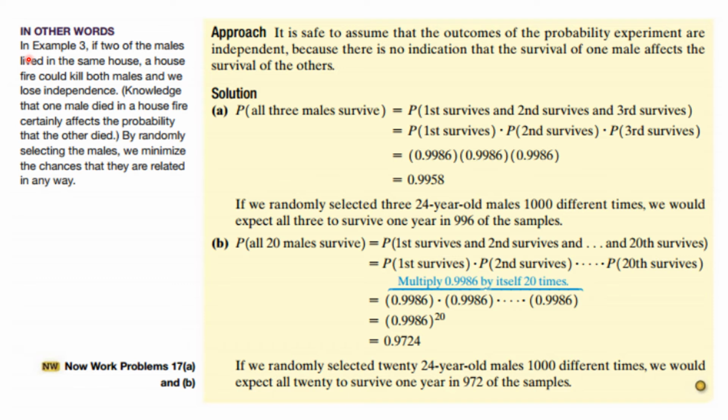But, in other words, in the example, if 2 of the males happen to live in the same house, not randomly selected, a house fire could kill both of them and we lose independence. Knowledge that 1 male died in a house fire might affect the probability the other died. So by randomly selecting the males, we minimize the chance that they are related in any way.